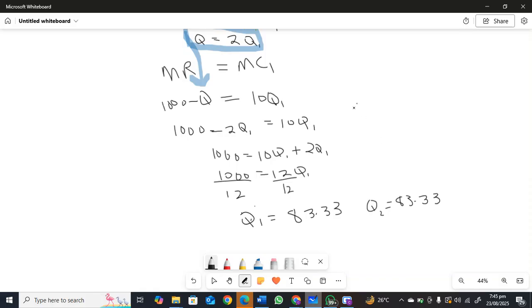So our value for Q, then: you can either use Q1 plus Q2, or remember Q equals 2Q1. If we use Q1 plus Q2, according to what the question gave us, 83.33 plus 83.33. What is 83.33 plus 83.33?